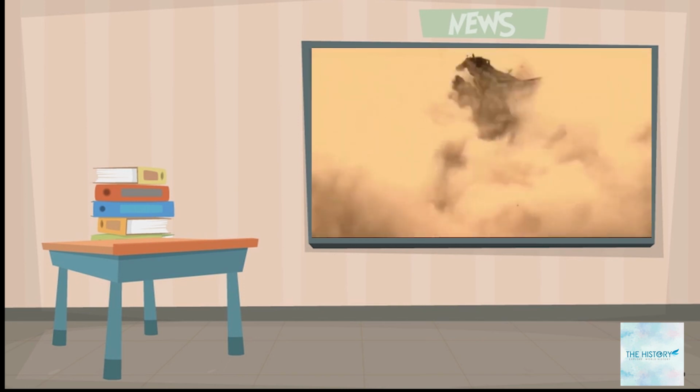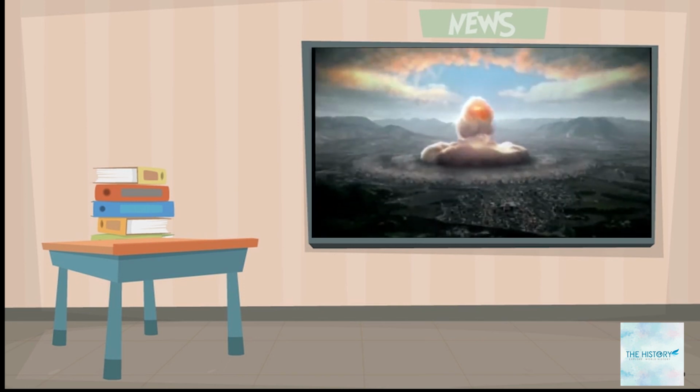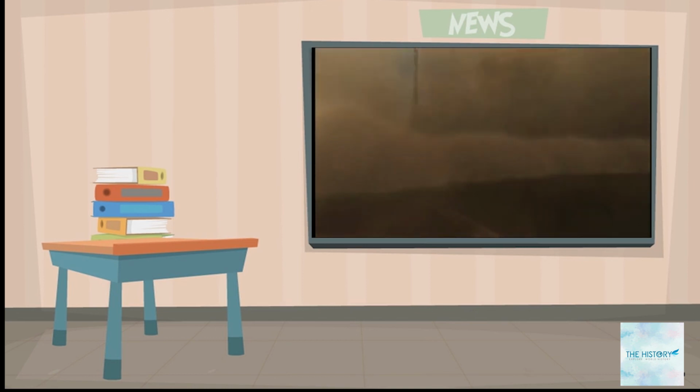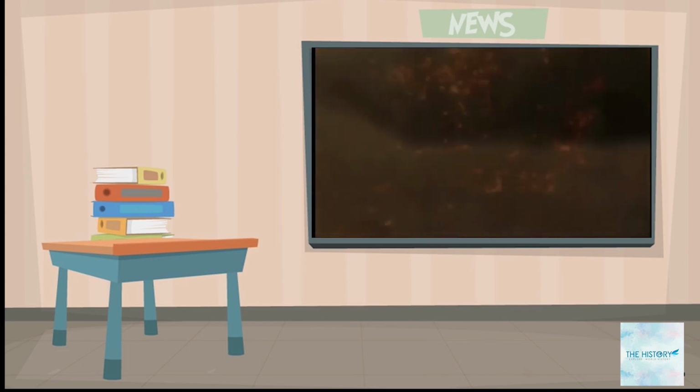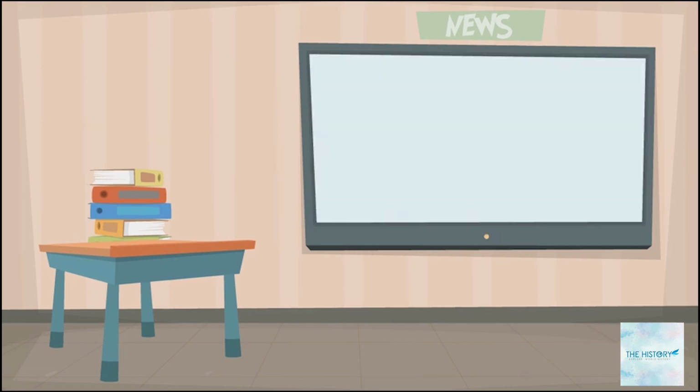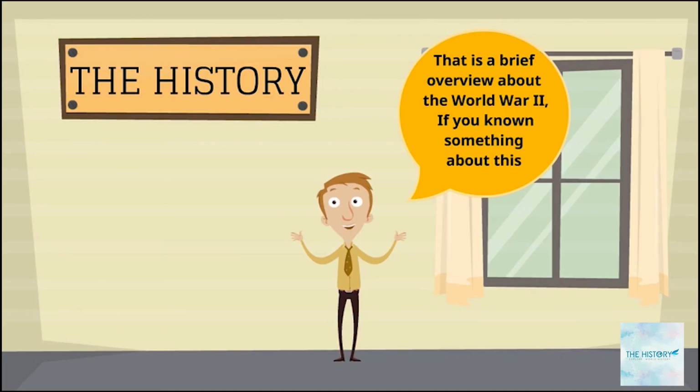Japan's Emperor Hirohito announced his country's unconditional surrender in World War II in a radio address on August 15, citing the devastating power of a new and most cruel bomb. The war was ended. That is a brief overview about World War II.